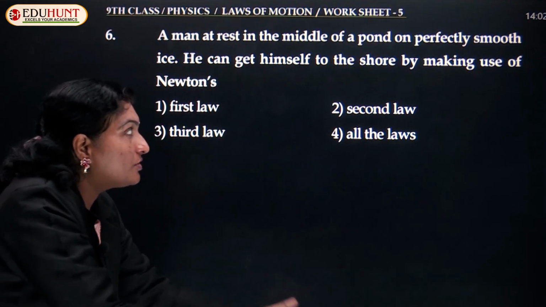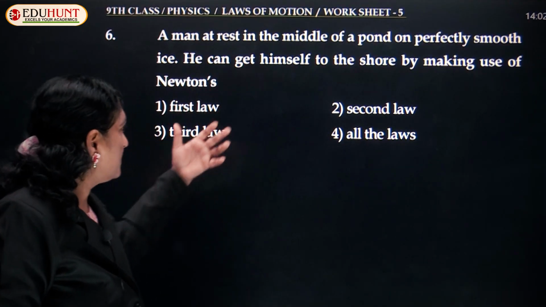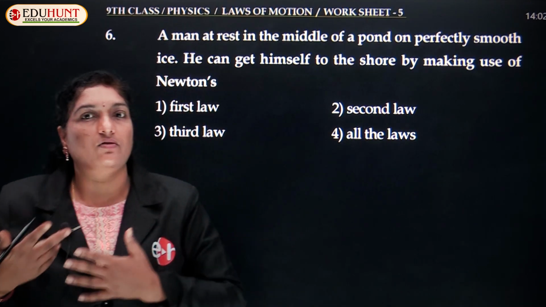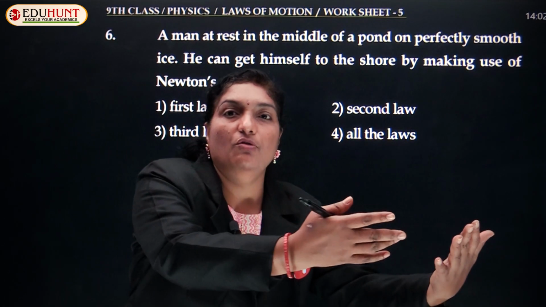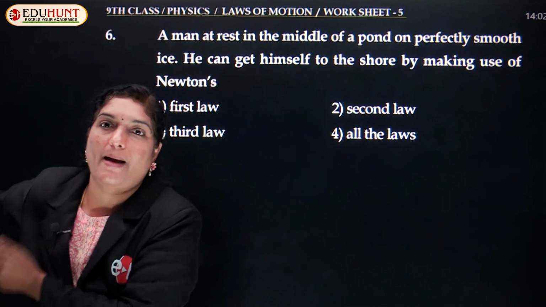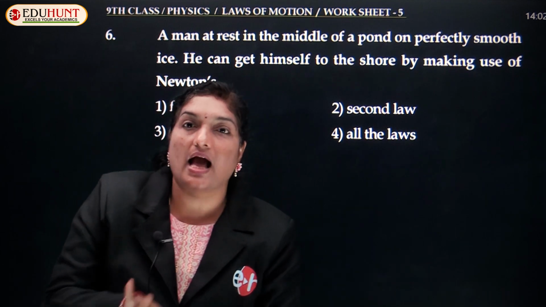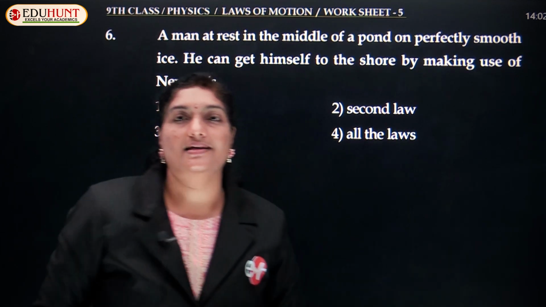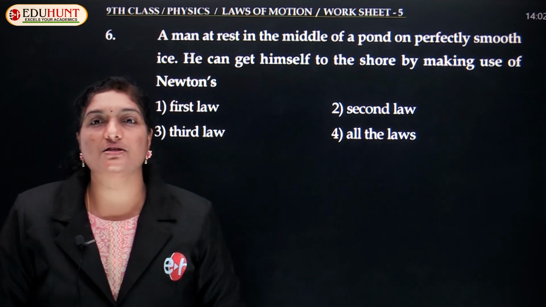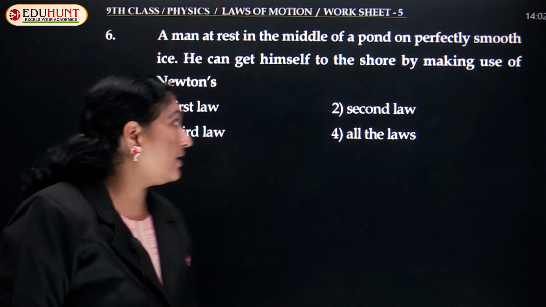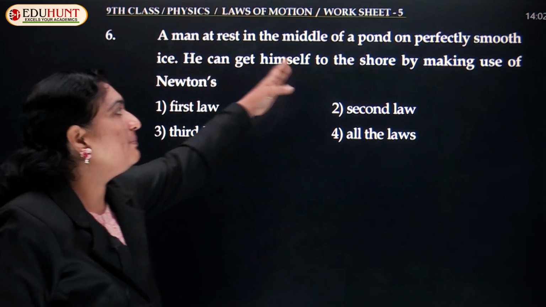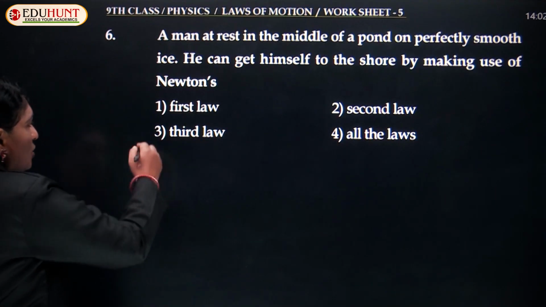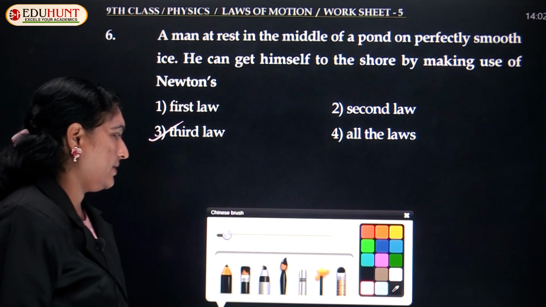He can get himself to the shore by making use of Newton's which law? So Newton's third law. For every action there is an equal and opposite reaction. If he wants to move forward, he has to push the ice block backward. So after continuously pushing the ice block backward, he can move forward until he reaches the shore. So which law is used here? Newton's third law. So this person can get himself to the shore by making use of Newton's third law. The correct option is option 3.